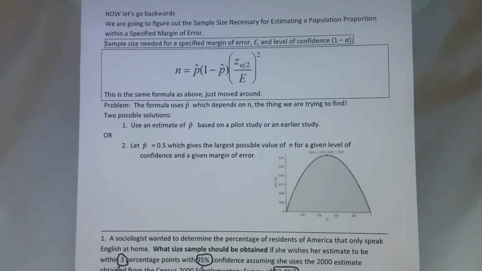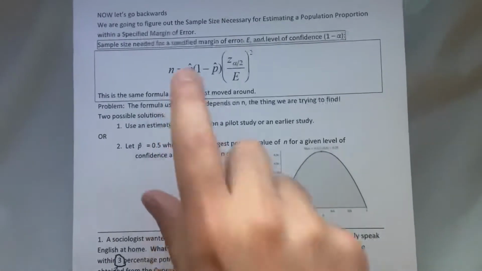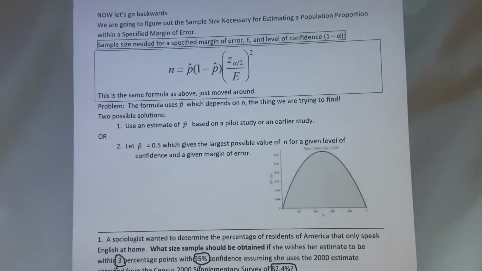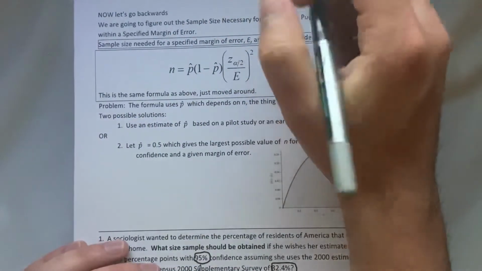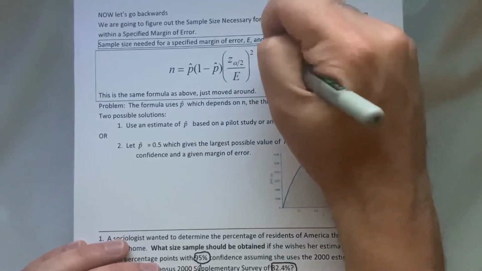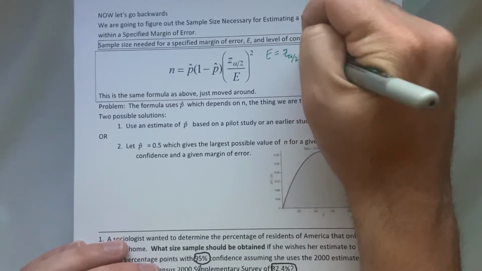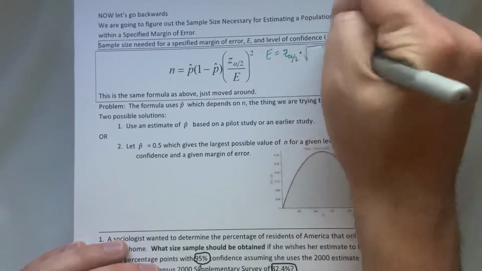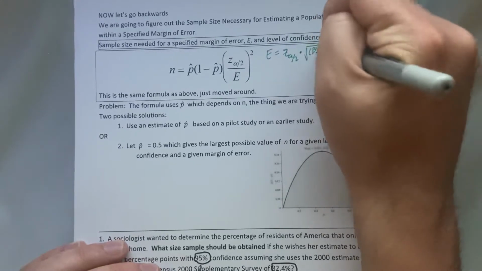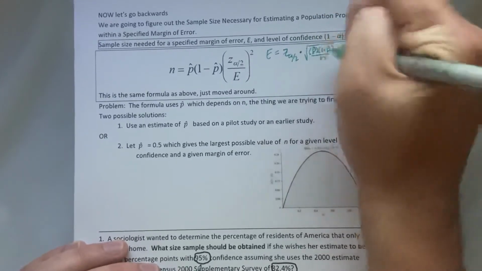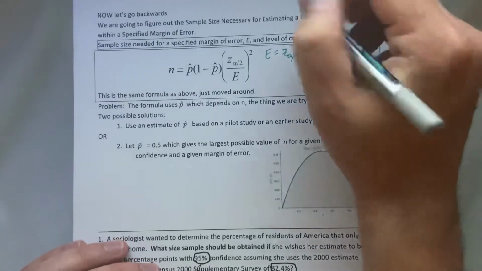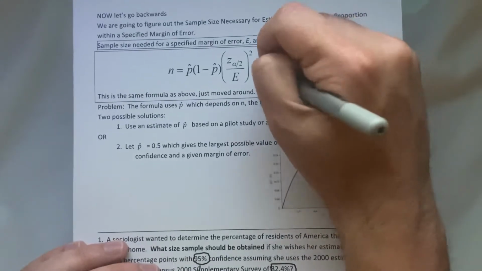So what do we have to do here? Well, if we solve that equation for n, n equals p hat times 1 minus p hat times z alpha over 2 over e, our error, squared. Well, that's the exact same equation we just had. Remember, error was equal to z alpha over 2 times the square root of p hat times 1 minus p hat over n. If we try to solve for n, what we're going to have to do is divide the z alpha over 2 to the other side.